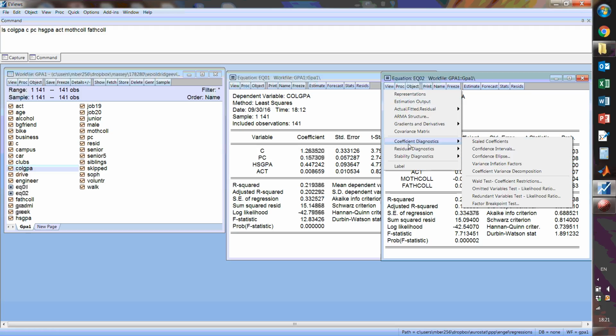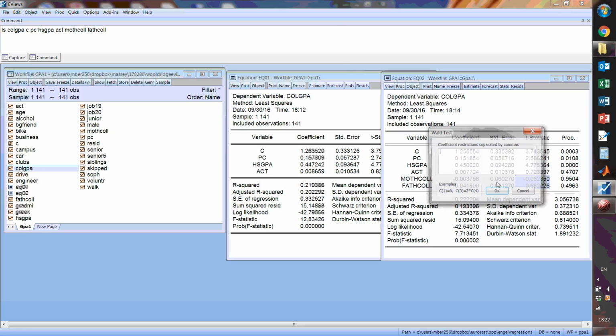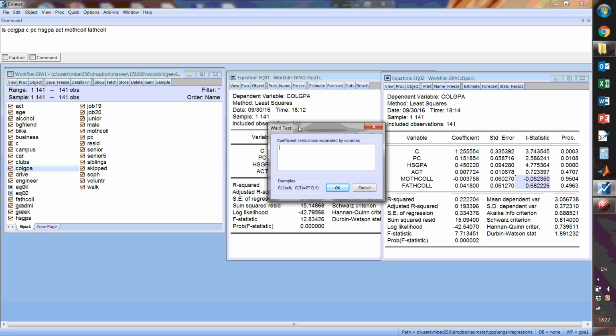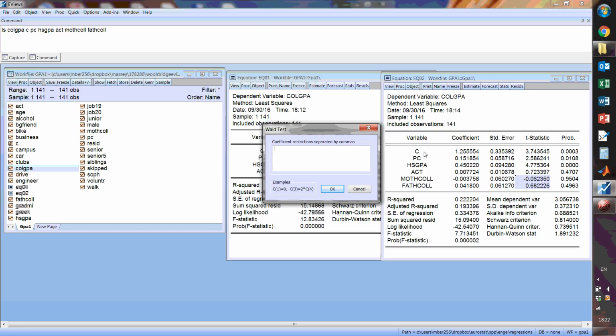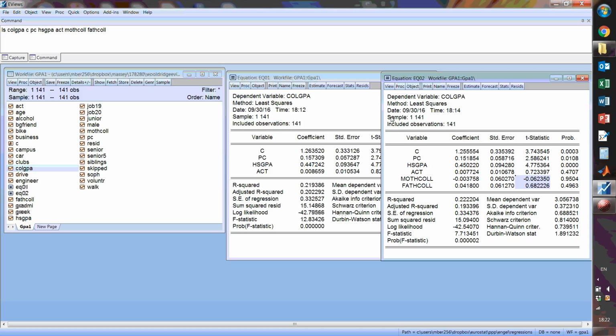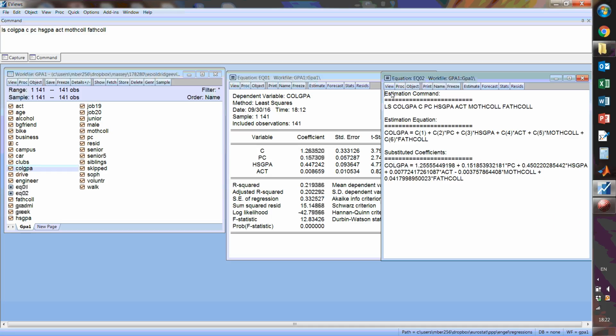So in EViews, you go to coefficient diagnostics and Wald tests. Although it's called the Wald test, it will perform all kinds of tests on coefficient values. The way you enter it in EViews is you look at the coefficients on each of these variables. So actually what you can do is go to View and Estimation Output, View and Representations. And what you see is the estimation equation with the coefficients with a given number.